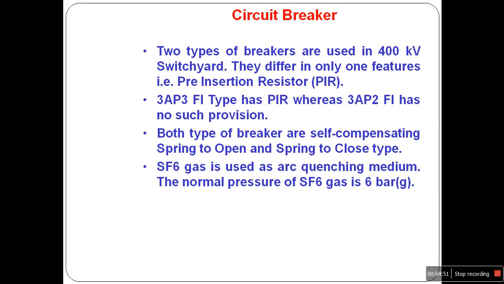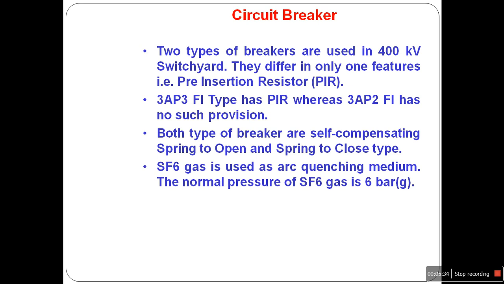Now we will jump to circuit breaker. There are two types of circuit breaker used in 400 kV switchgears, and they differ only in one feature, and that feature is the presence of pre-insertion resistor, commonly known as PIR. So a set of circuit breakers will have PIR, whereas another set of circuit breakers will not have PIR in 400 kV switchgear. Next question arises, how will we use circuit breakers having PIR and which do not have PIR?